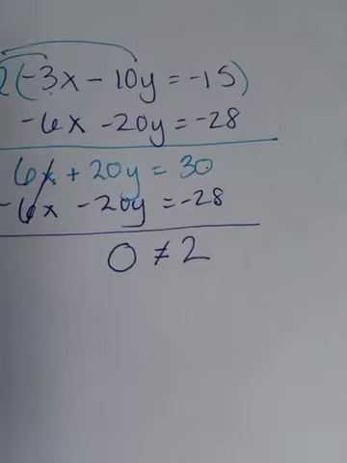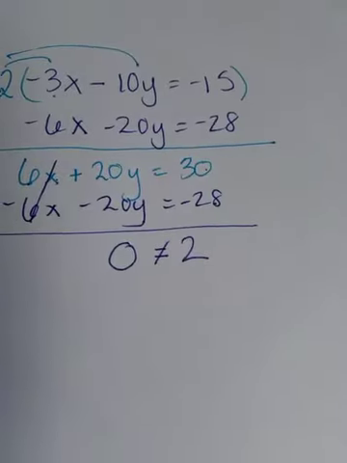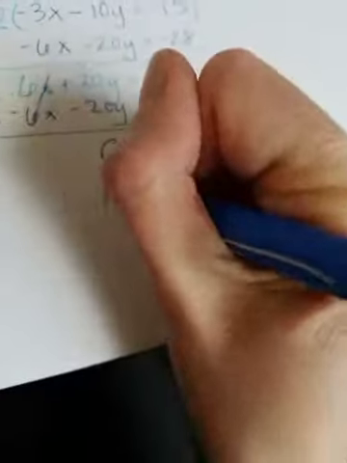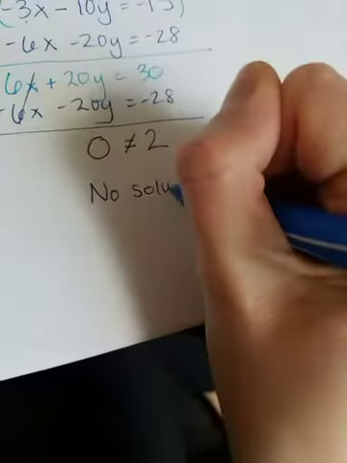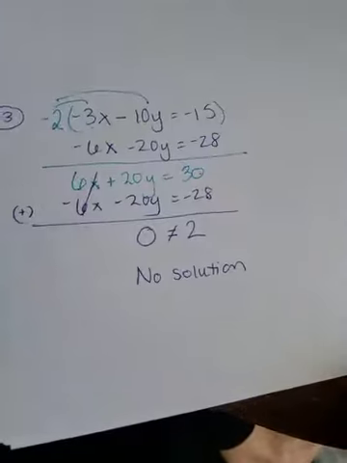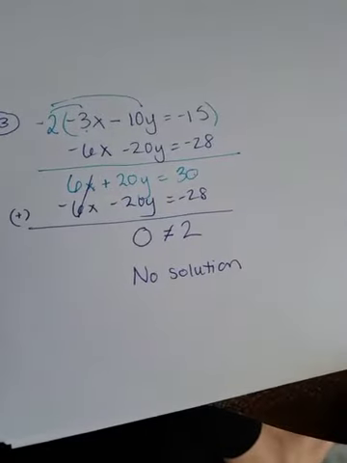So what do we say when this happens? We talked about this during substitution. You should tell me that this means no solution. Meaning if you were to graph these two lines, they would be parallel and they would never cross.